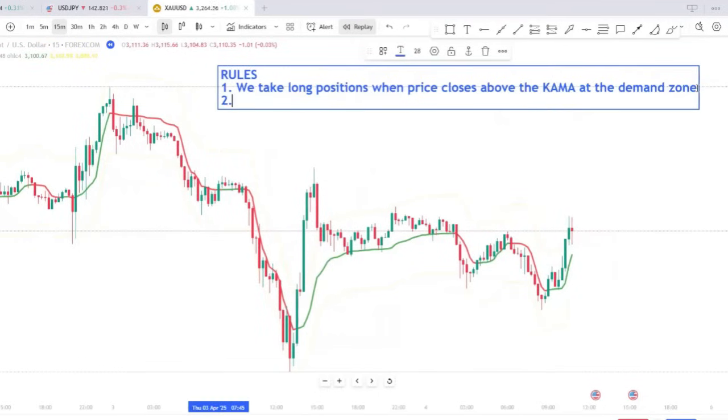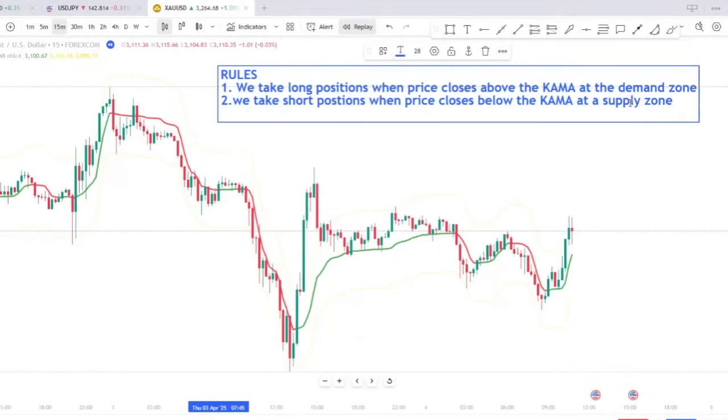There we go. So the next one would literally be the opposite. Number two, we take short positions when price closes below the comma at a supply zone. All right, perfect.